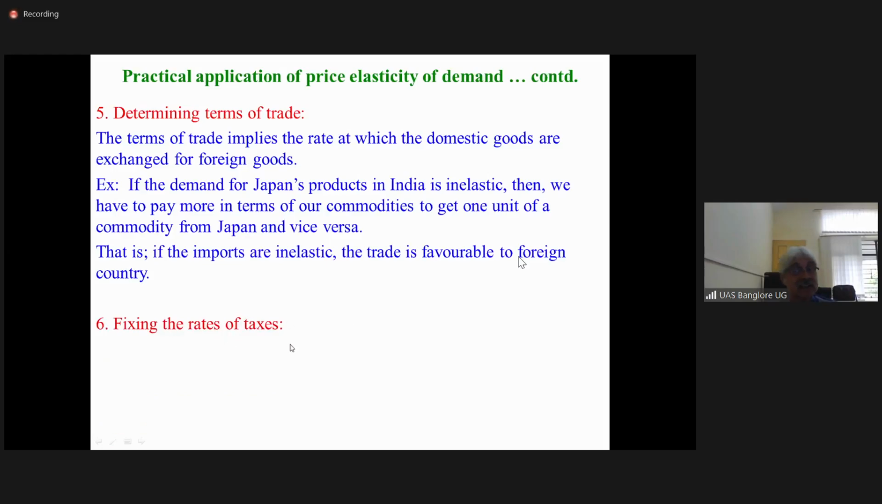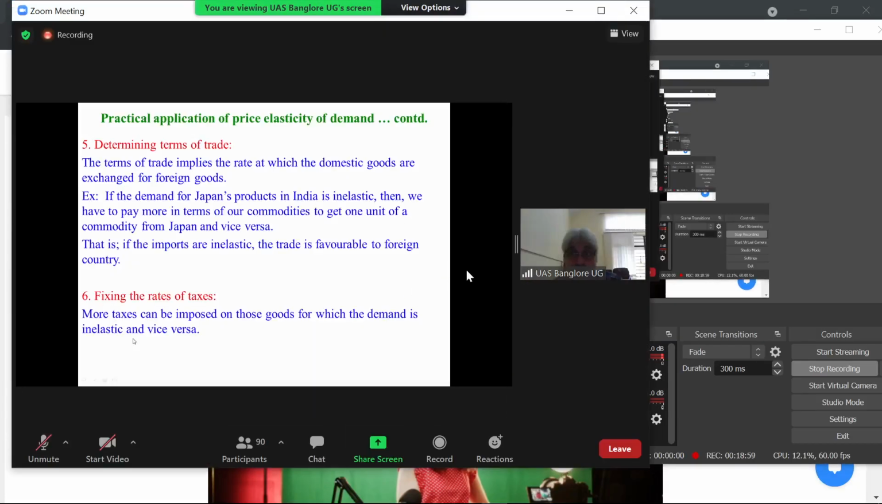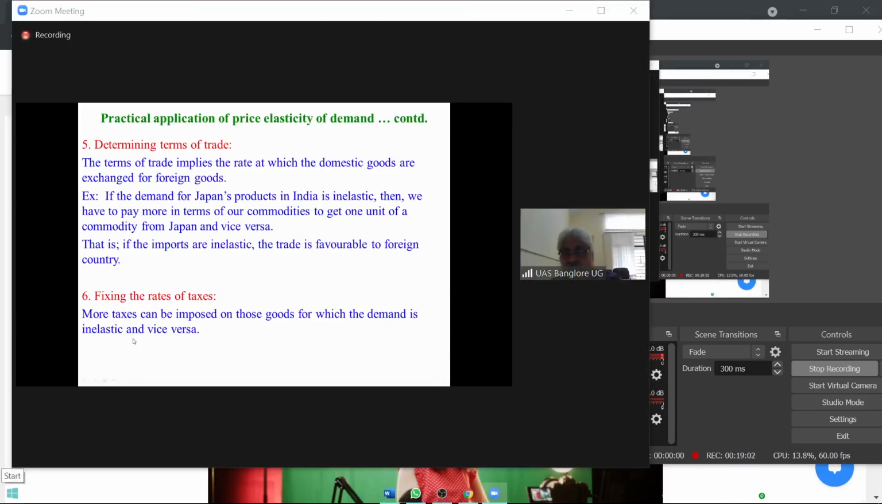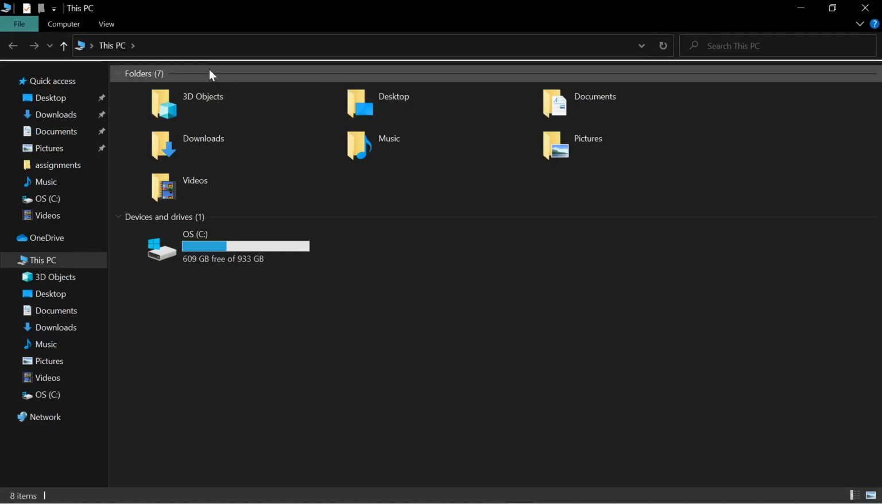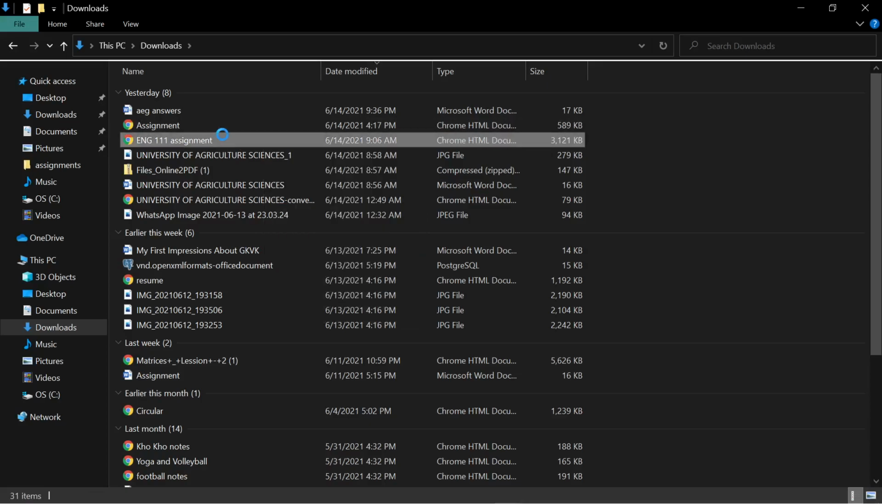Fixing the rates of taxes, even for fixing the tax rate, the elasticity helps. More taxes can be imposed on those goods for which the demand is inelastic. If the demand is inelastic, the government can impose higher taxes, because when the tax is imposed, the price of the commodity increases. But with inelastic demand, whether the price increases or decreases, we are going to purchase the commodity. So higher price, it doesn't matter because the commodity has inelastic demand.